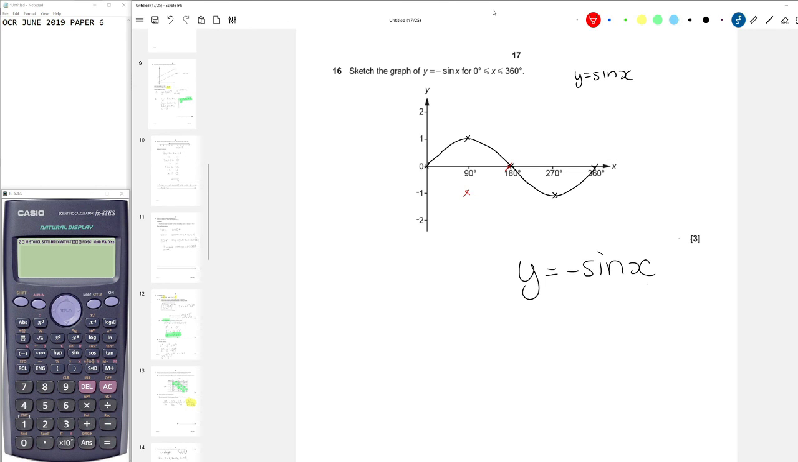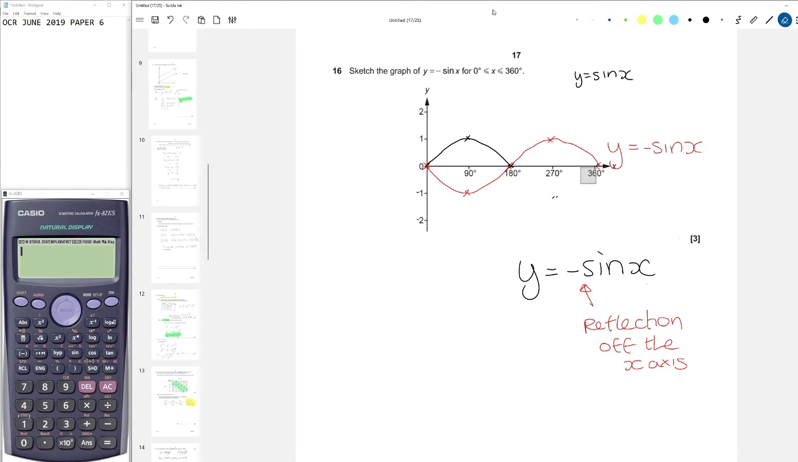Or I could think that if it's minus on the outside, this means a reflection off the x-axis. So if I reflect all my key points, that should be there. This one now should be positive 1, and this one should be 0. And then I would draw my lines together. So that would be the line y equals minus sine x. If I ignore this one, that would be my line.